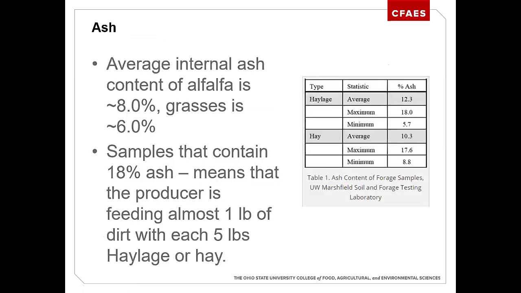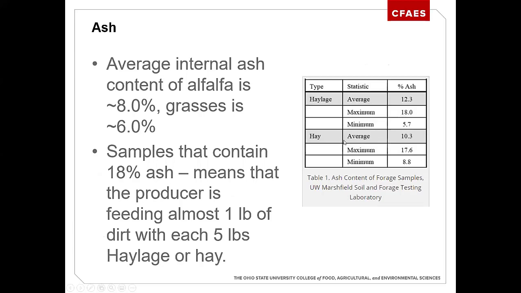Ash. Ash is something that we normally don't look too much at. But for alfalfa, we want something around an 8%, and grass is about a 6%. This table here just shows a study that they did out in Wisconsin a few years back. The average for the haylage samples that they had was 12.3. The max was 18, minimum of 5.7. For hay, the average was 10.3, maximum almost 18 again, and a minimum of about 9.